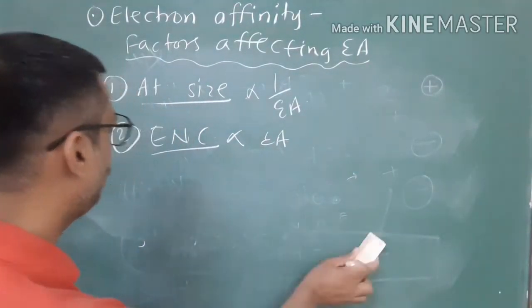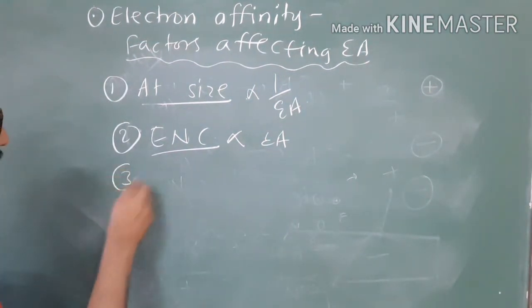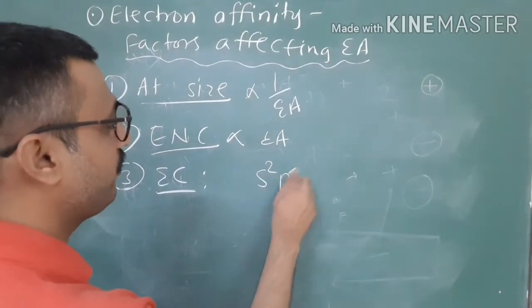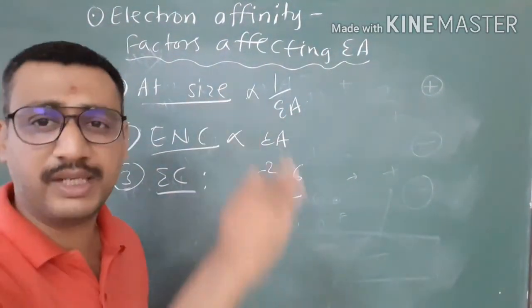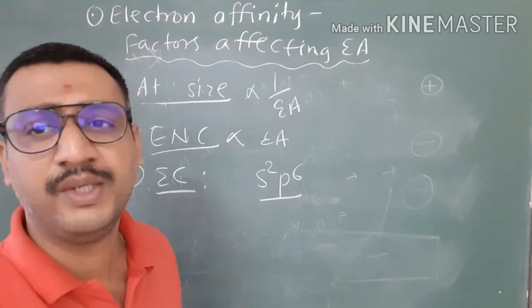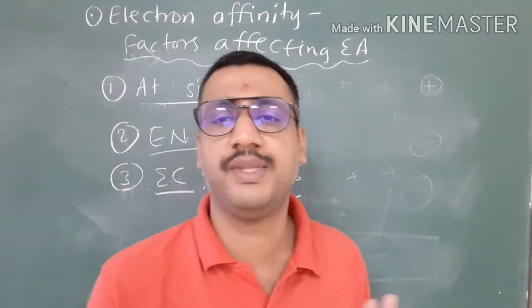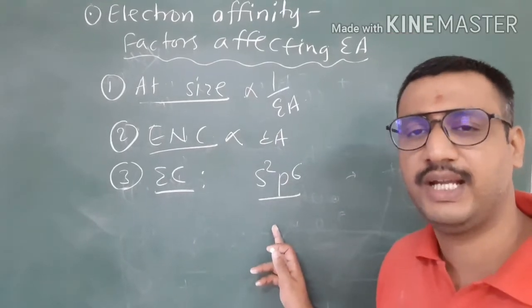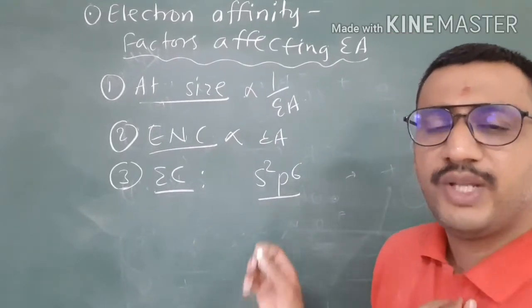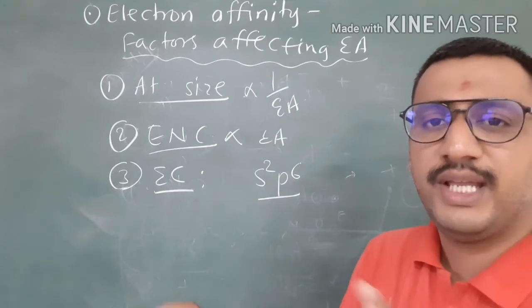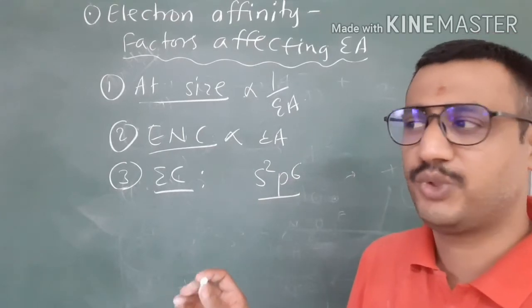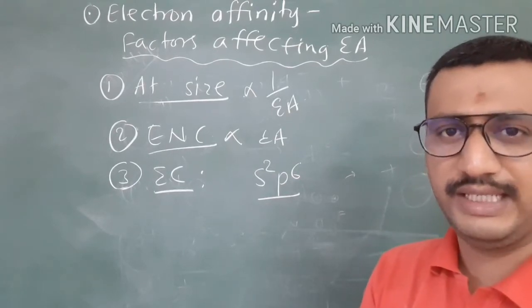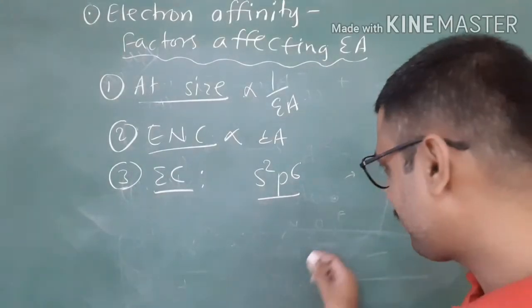And the third very important factor is the electronic configuration. We know that if the type of electronic configuration is s2p6, the noble gases, inert gases are of this type. So they are stable, they need not lose or gain electrons. The noble gases have 8 electrons in their valence shell. So when we try to put an electron in them, energy will not be released. So their value is taken as 0. They will not release energy, they are already stable.